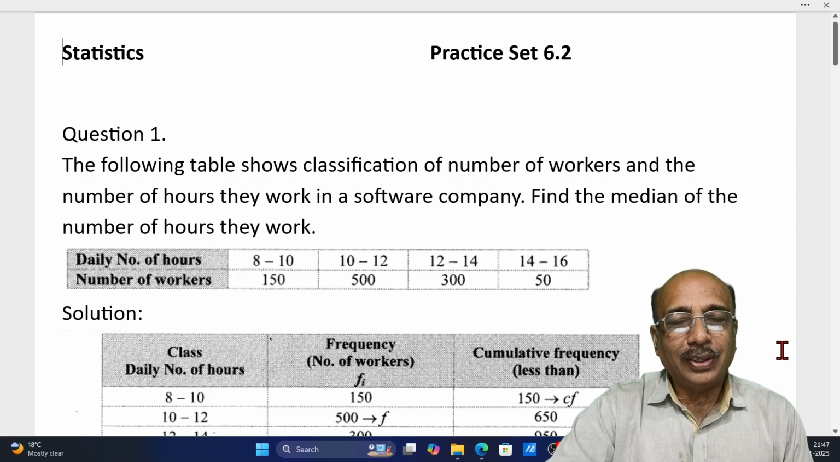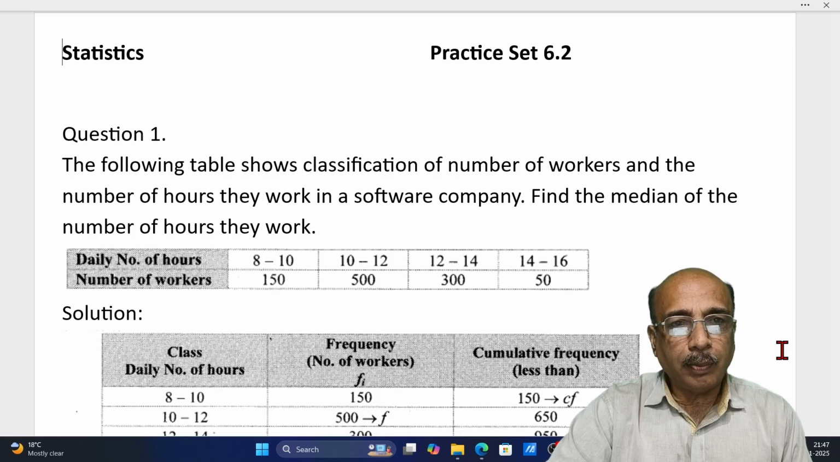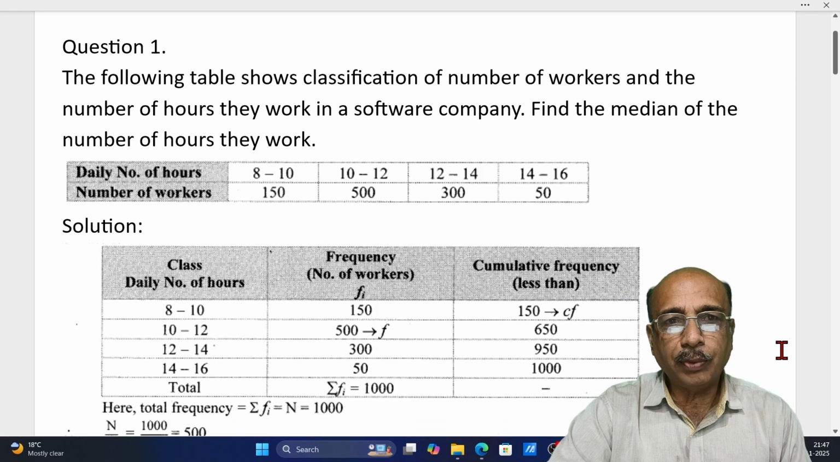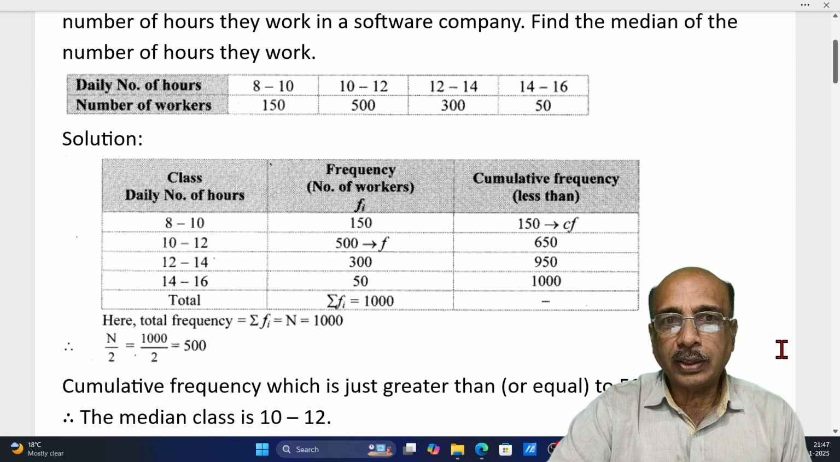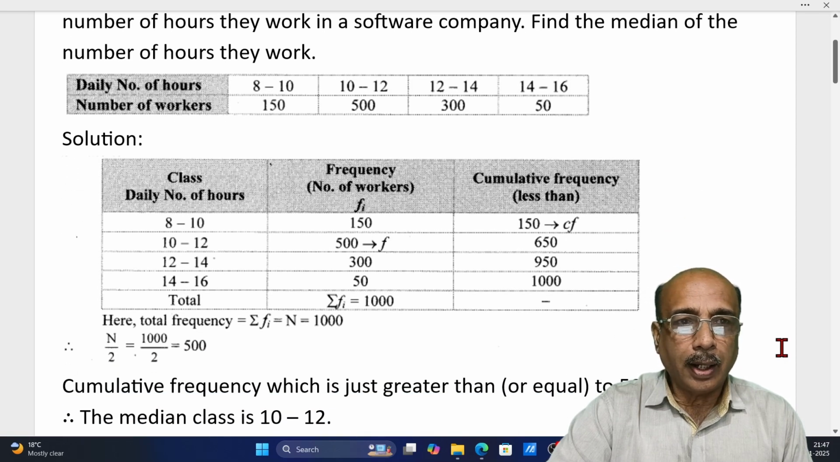Hello children, let us start with practice set 6.2. First question. The following table shows classification of number of workers and the number of hours they work in a software company. Find the median of the number of hours they work.